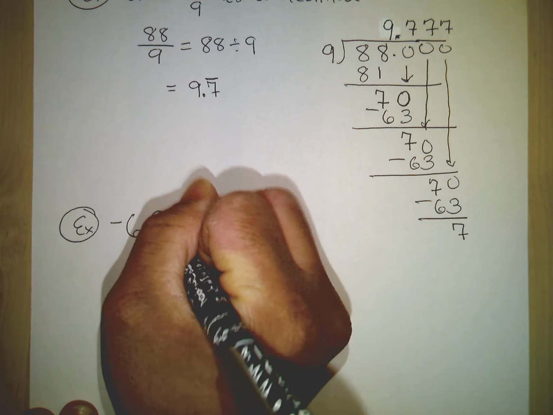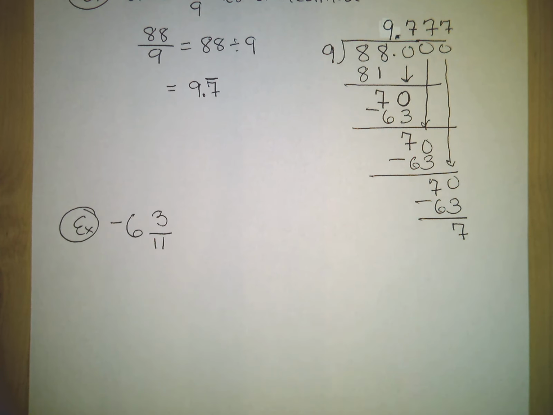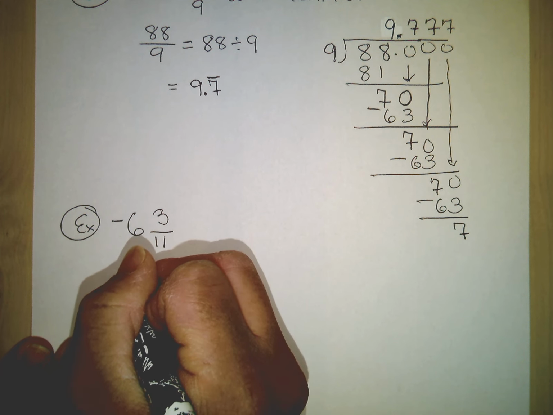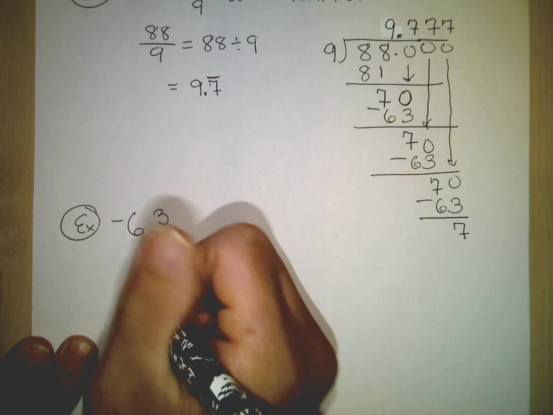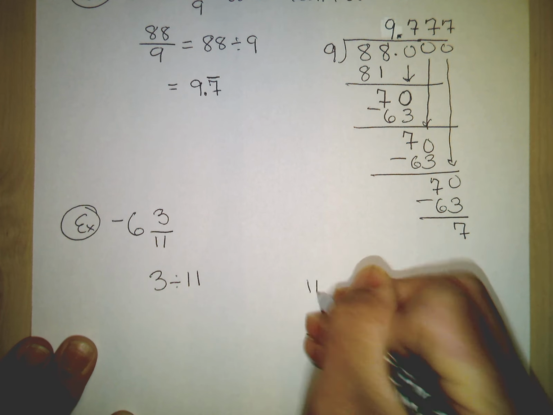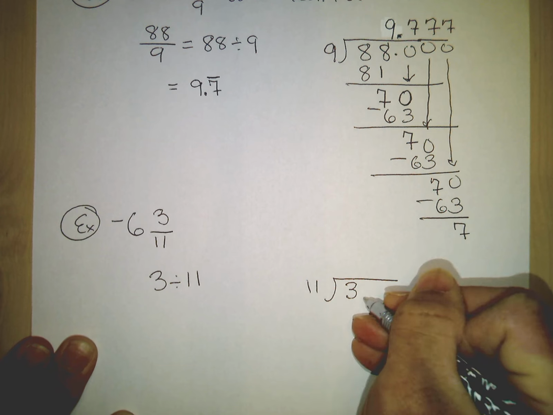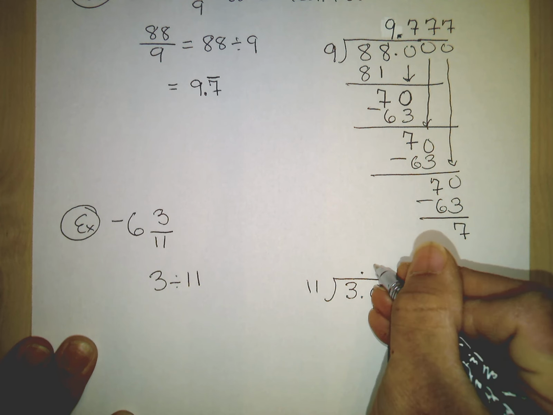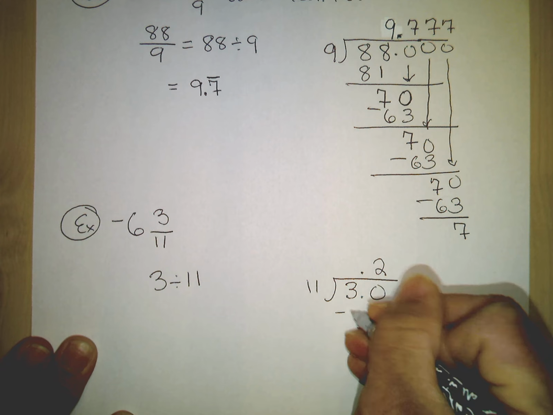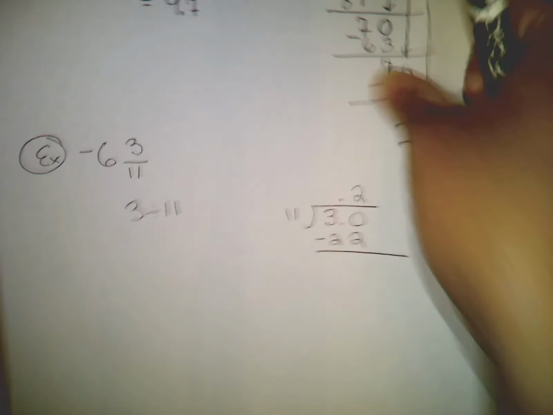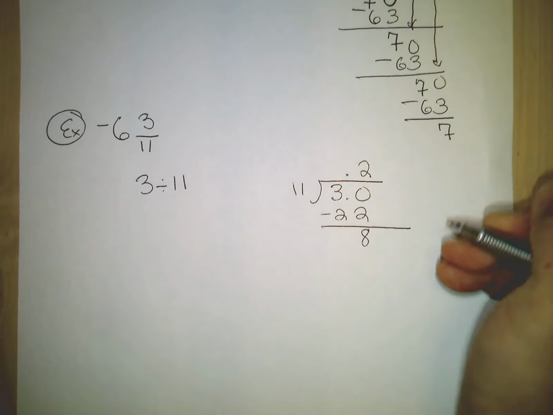Negative 6 and 3 over 11. So we have the answer that we know is negative 6 point something, but 3 divided by 11 means how many times does 11 go into 3? So at 3.0, 11 goes into 30 2 times. 2 times 11 is 22. 30 minus 22 is 8.